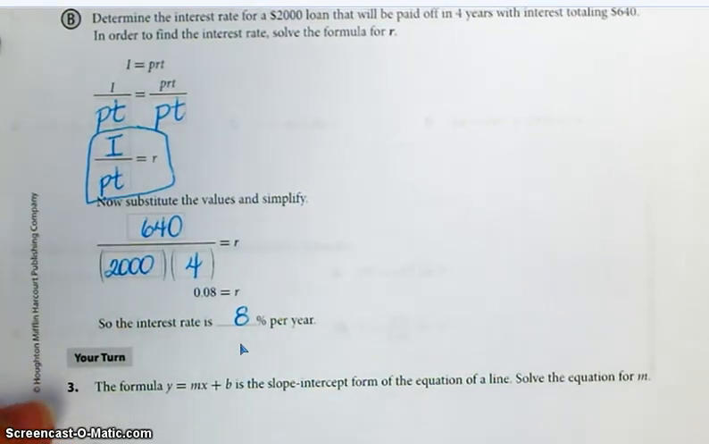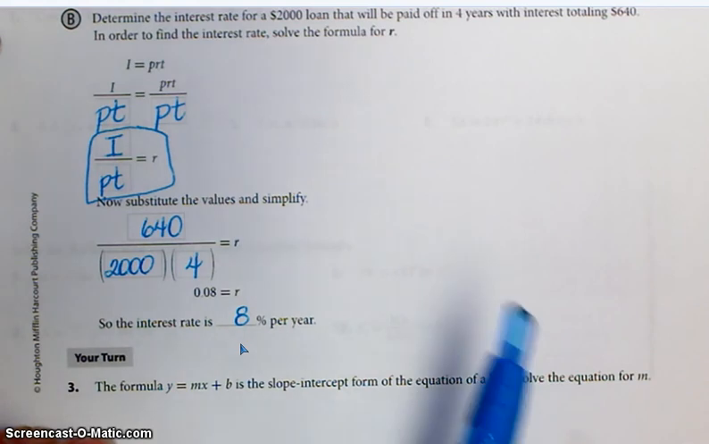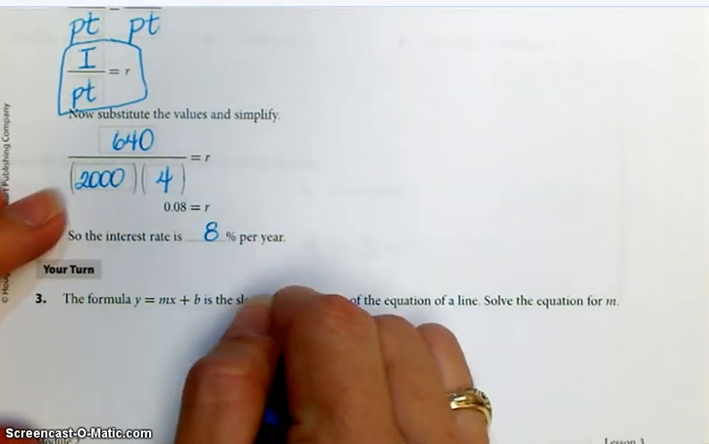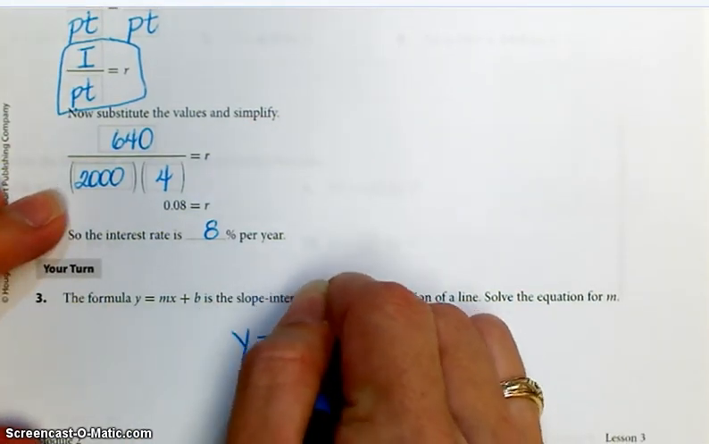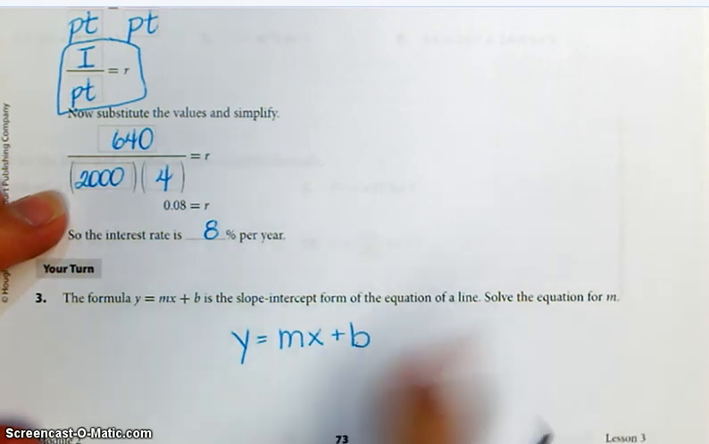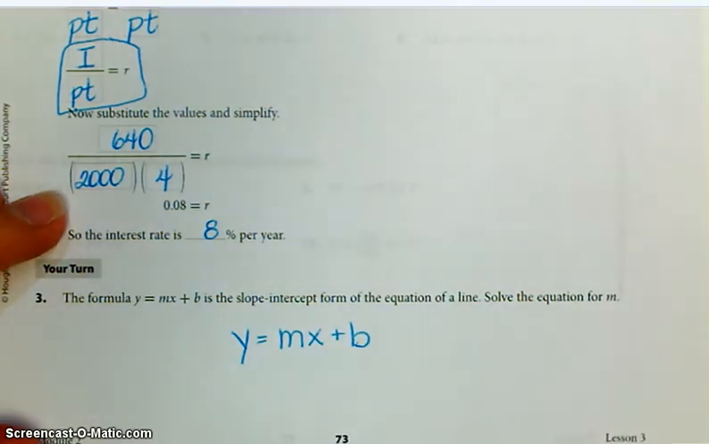Okay. Ooh, another one. The formula y equals mx plus b is the slope-intercept form of the equation of a line. We're going to solve for m, which stands for slope. I don't know why m is slope, but it is. Hang on. All right, well, first I'm going to write this a little bit bigger. y equals mx plus b. Okay, I've got 1, 2, 3 terms.